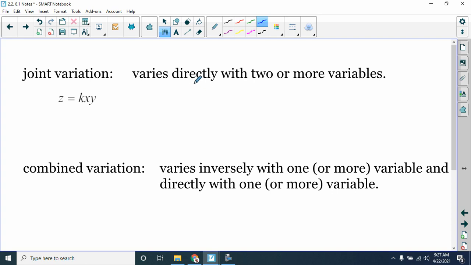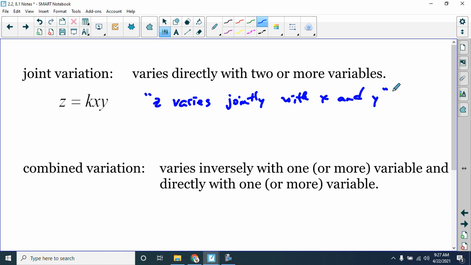We do also have something called joint variation. If it ever says that variables vary, if x, y, and z vary jointly, that means that it's direct with all of them. So this right here would be read as z varies jointly with x and y. So if it ever says jointly, that just means it's multiplication for all of them.